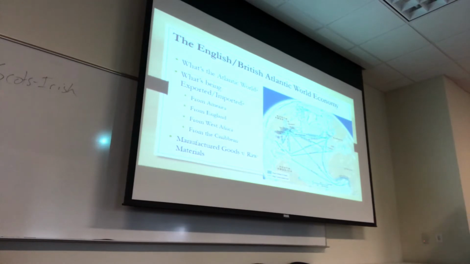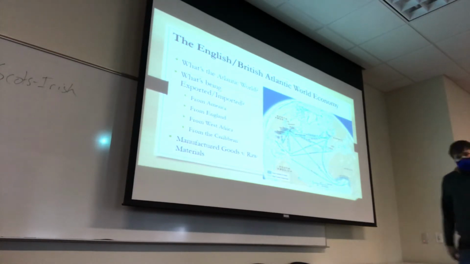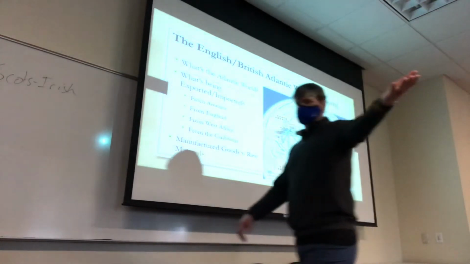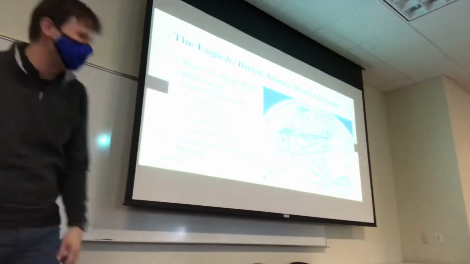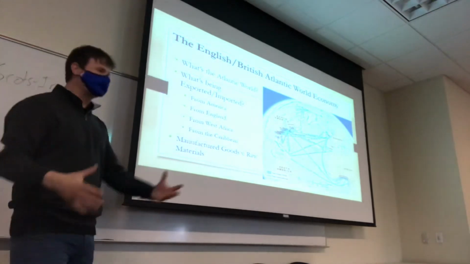Manufactured goods are things that are made. So what in the colonies at that time would constitute manufactured goods? Firearms would be one. Guns. Cloth. Clocks. Yeah, both. Clocks and cloth.